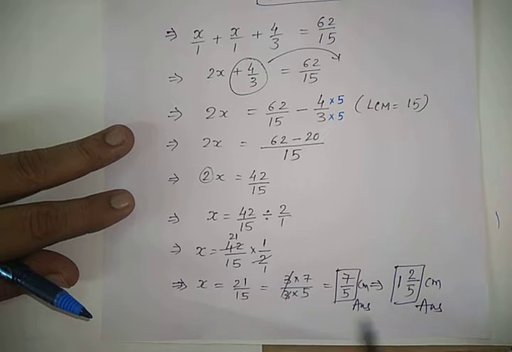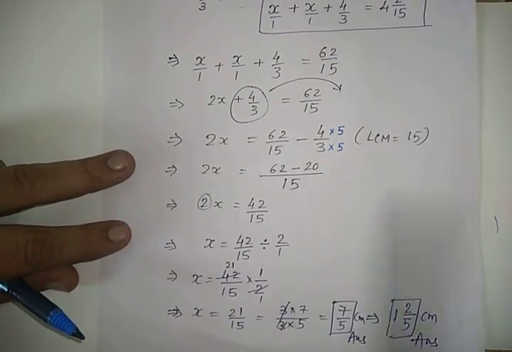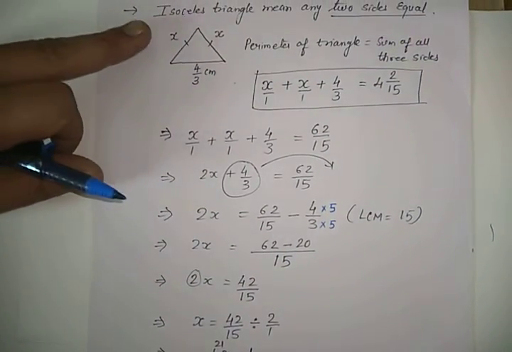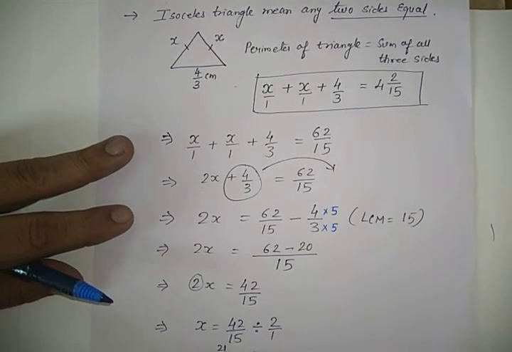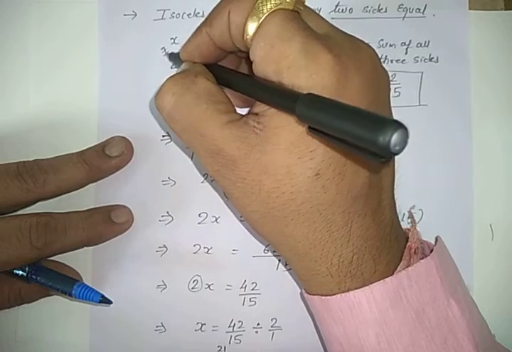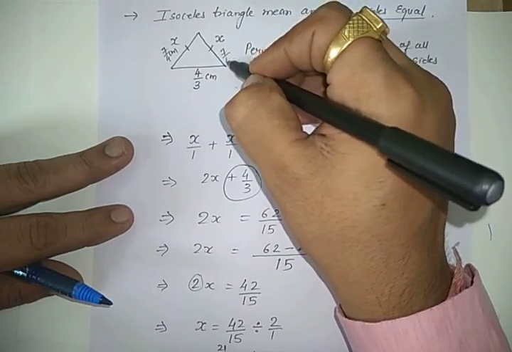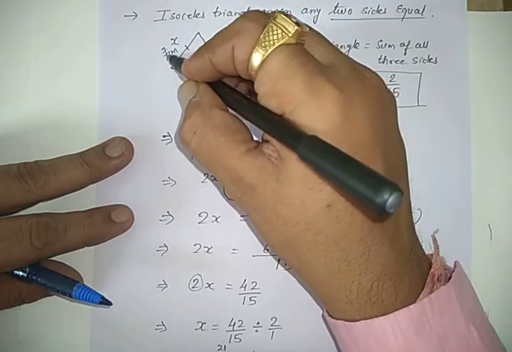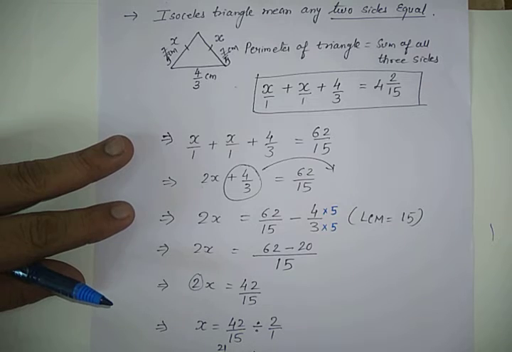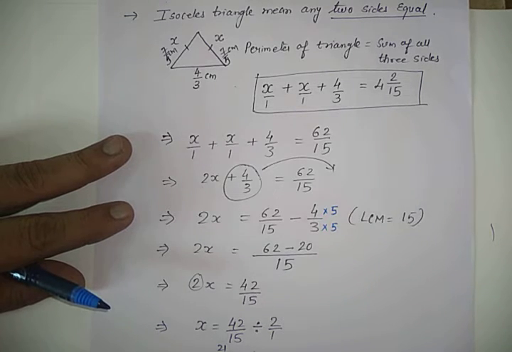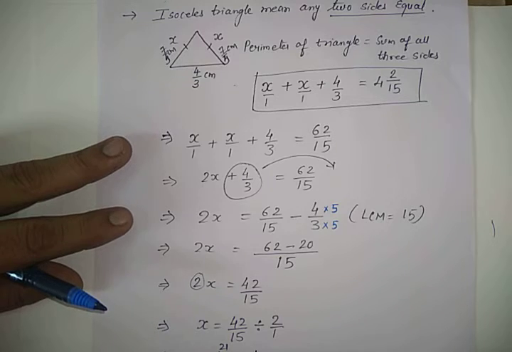So the value of x means one of the sides we have got in the isosceles triangle, that is x. So this will also be the same one. Hope it is clear. That means 7 by 5 centimeter, and this also 7 by 5 centimeter. Clear? This is the completion of the third sum. We proceed to the fourth one.